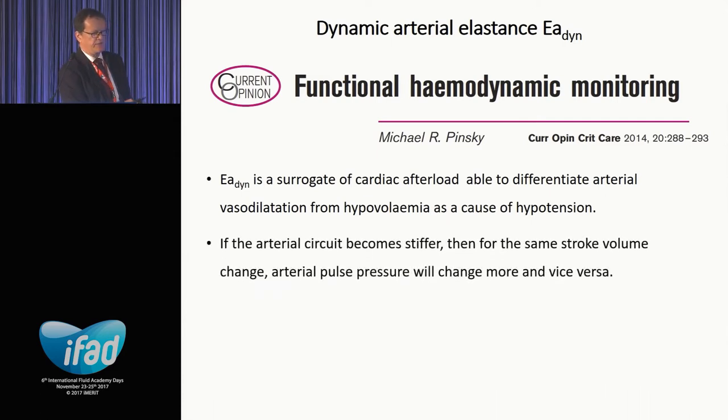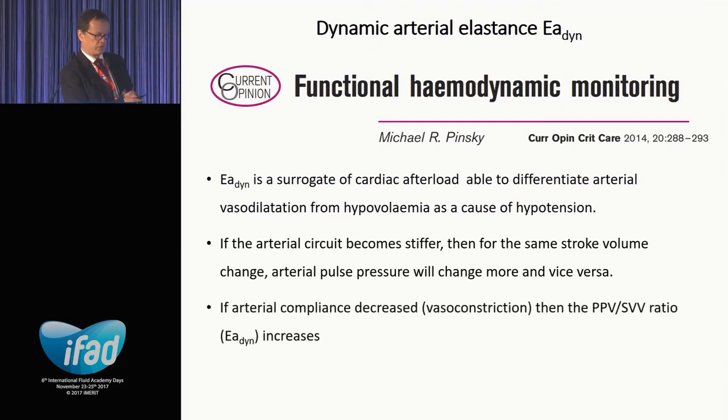He further said, if the arterial circuit becomes stiffer, then for the same stroke volume change, arterial pulse pressure will change more and the other way around. So this is also very natural. And if the arterial compliance decreased, for example, as if you give a vasopressor, then the PPV-SVV ratio or the arterial dynamic elastance will increase. And finally, when you vasodilate a patient, then this ratio will finally decrease.